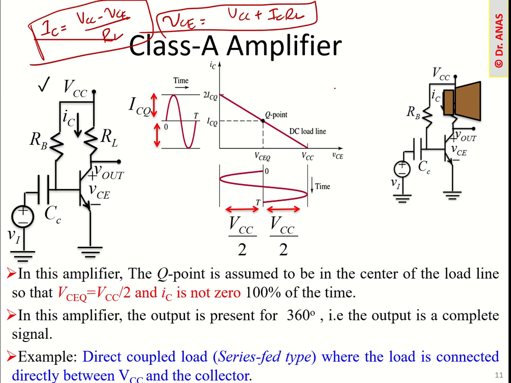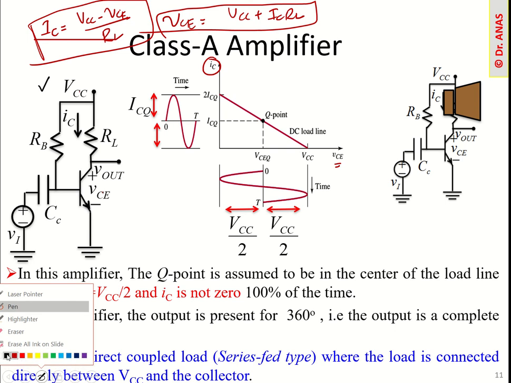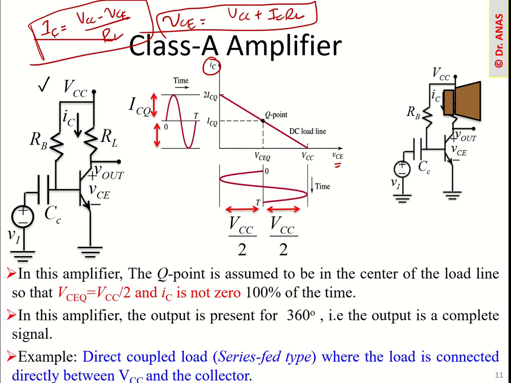If you want to draw the DC load line, we have VCC here and IC here. To get the point where we have the maximum value of the current, that will be the point when VCE is 0. At that time we will have the maximum current, and that will be VCC over RL. So that is this point, where we have the maximum collector current.